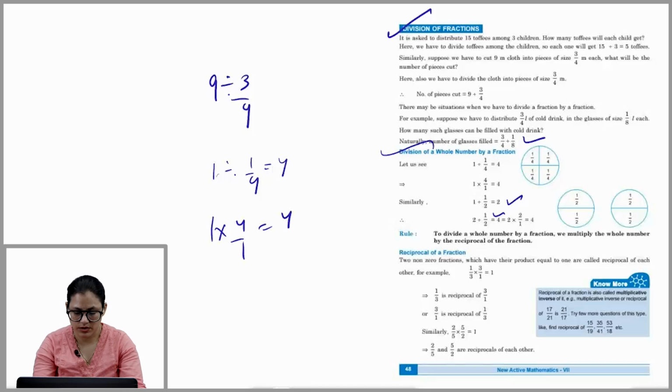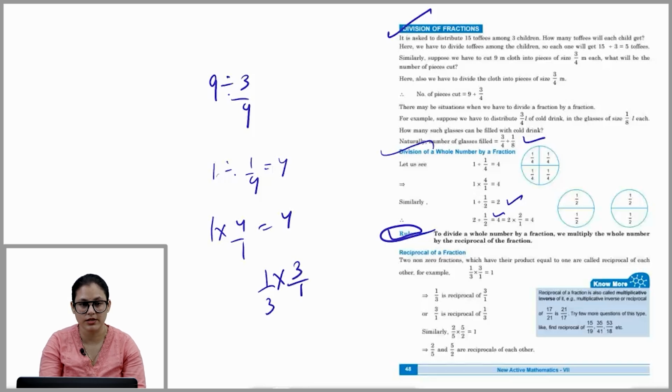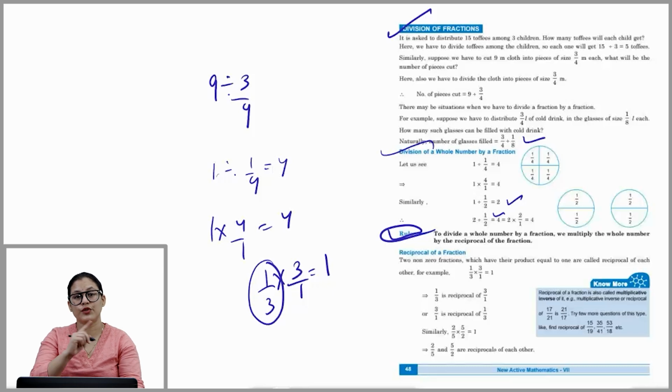Next is the reciprocal of a fraction. Two non-zero fractions which have their product equal to 1 are called reciprocals of each other. For example, 1 by 3 into 3 by 1 is equal to 1. So 1 by 3 is a reciprocal of 3 by 1 and 3 by 1 is a reciprocal of 1 by 3. Similarly, 2 by 5 into 5 by 2 is equal to 1. Here 2 by 5 and 5 by 2 are reciprocals of each other.